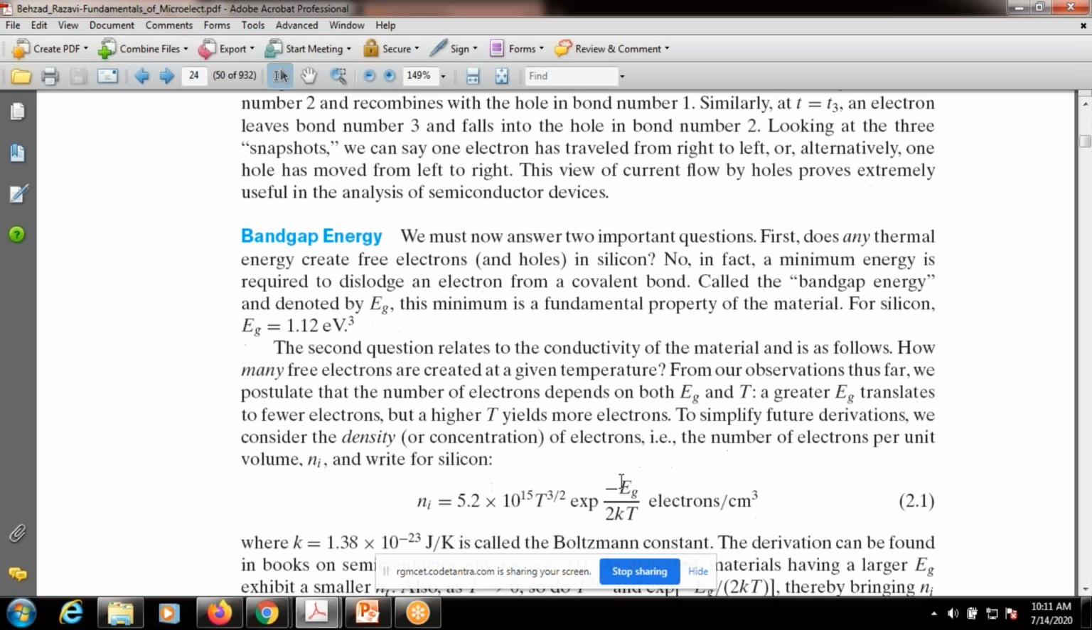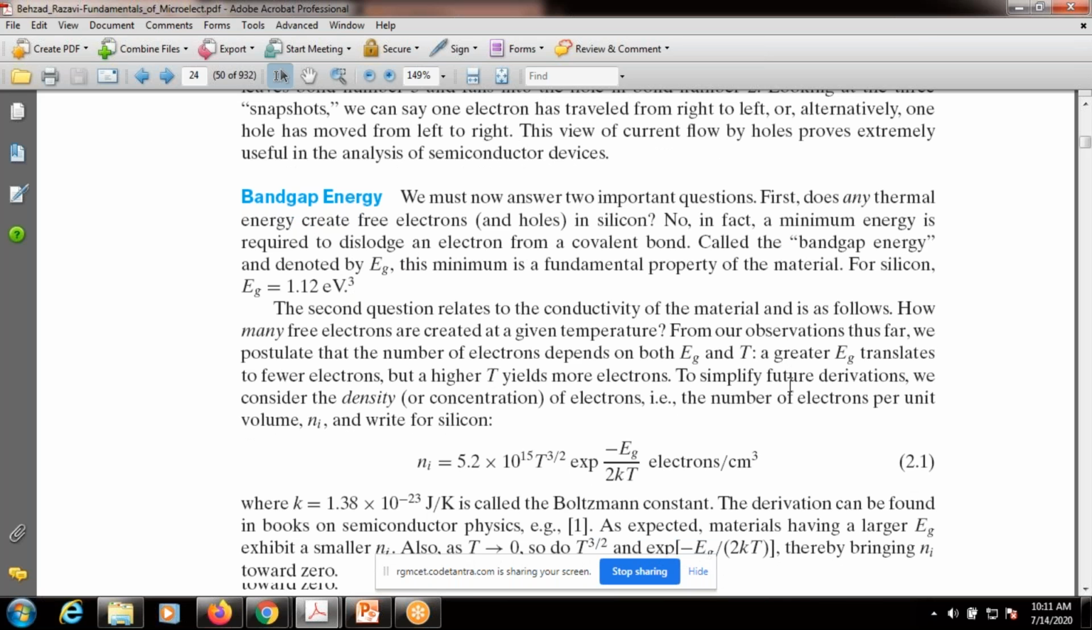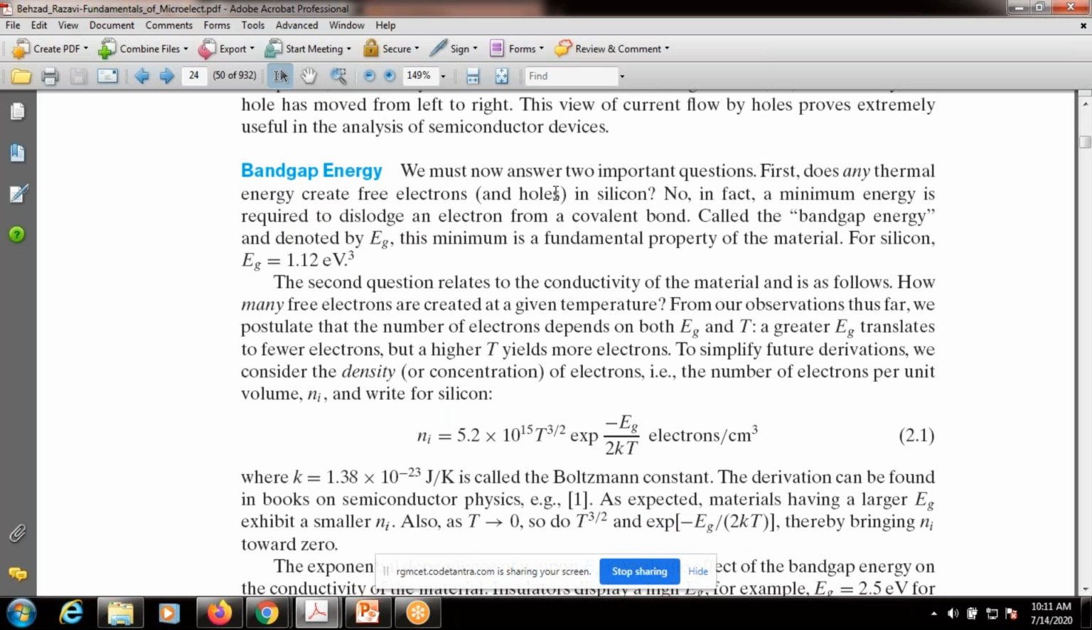And we also discussed what is band gap energy. What is the minimum energy required to dislodge an electron from a covalent bond? How do the electrons break the covalent bonds? That minimum energy required is called the band gap energy. For a silicon material, the band gap energy is equal to 1.12 electron volts.